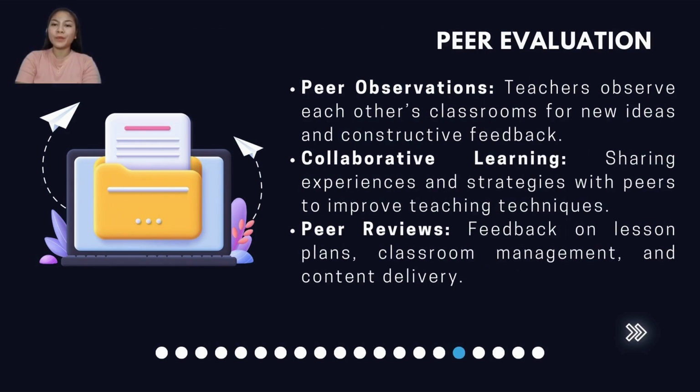So the next one is peer observation. Teachers observe each other's classrooms for new ideas and constructive feedback. So meaning teachers can collaborate with colleagues and observe each other's teaching practices. Peer evaluation allows teachers to gain alternative perspective on their teaching style and identify areas for improvement. A peer might offer suggestions for more engaging teaching methods or classroom management techniques.